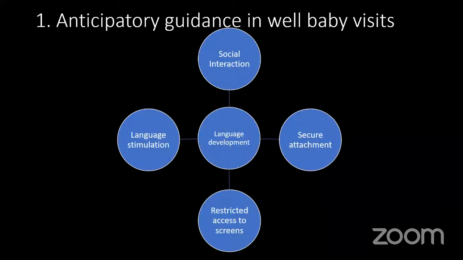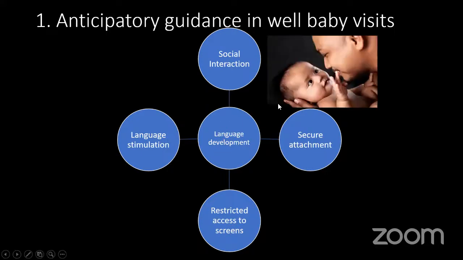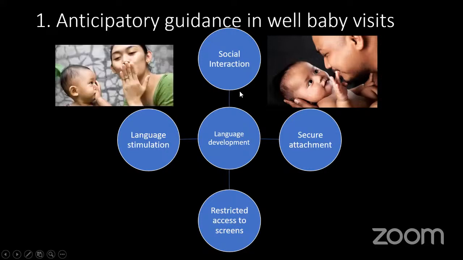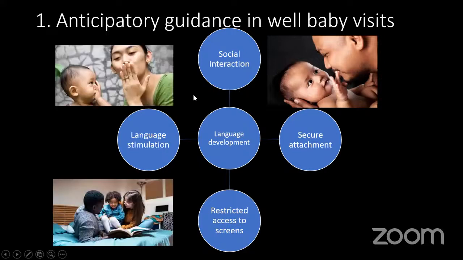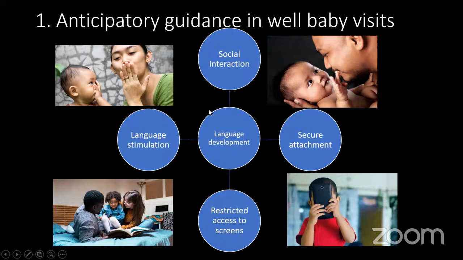What can we actually do in the OPD when a parent talks about speech delay? Anticipatory guidance in well baby visits. For all children, we need to talk about anticipatory guidance. We talk about how to stimulate language, eye-to-eye contact, playing with the children, reading books, and definitely restricted access to screens. I think we need to come very heavily on mobiles and screens when we talk about it.